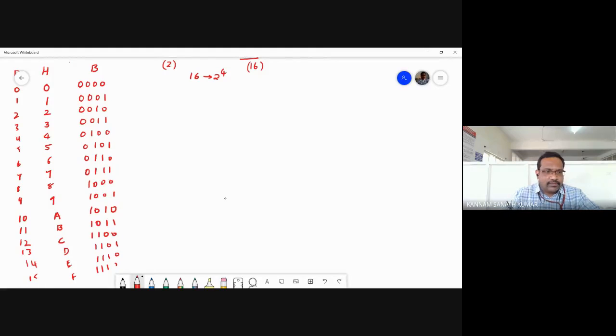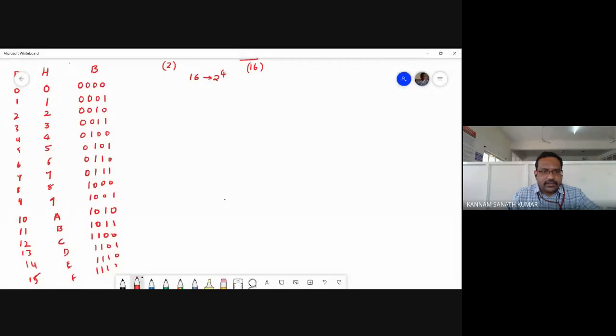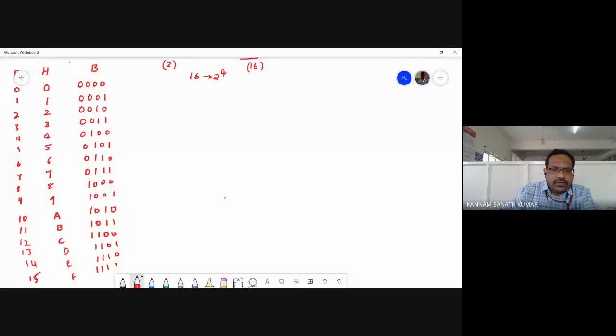That means if you are asking what 13 is, you need to tell in binary. That is in hexadecimal C and it is 1100. Okay. So here is an example: I want to convert 1011.01 from base 2 to hexadecimal.